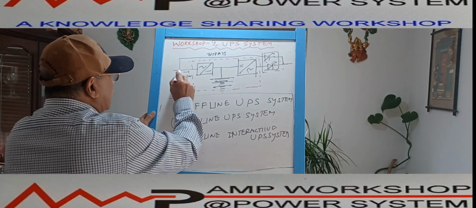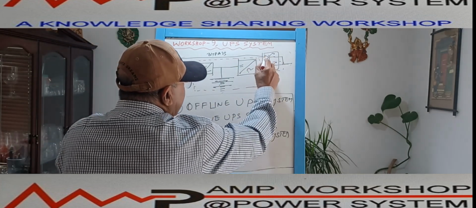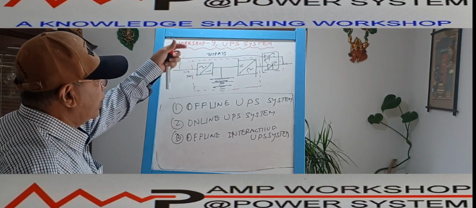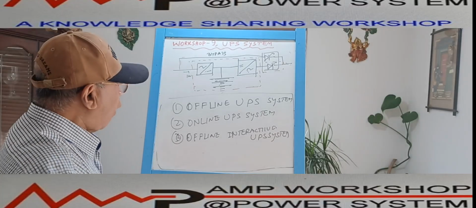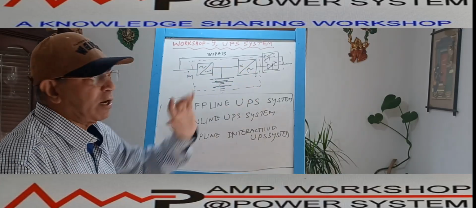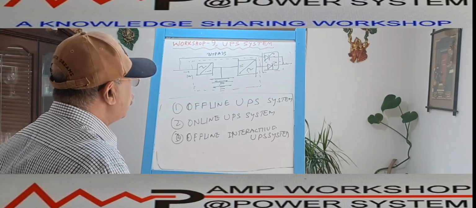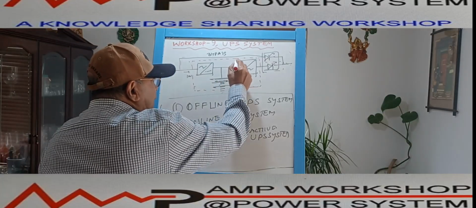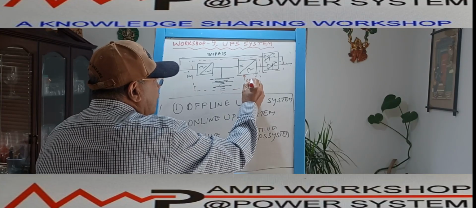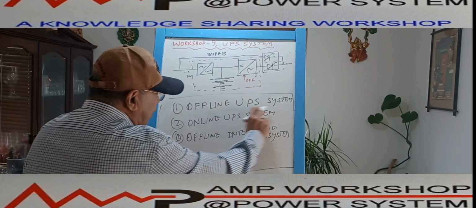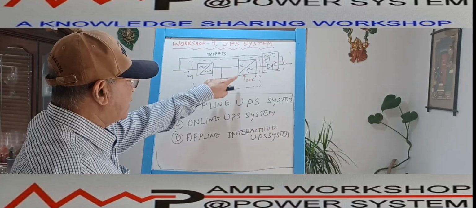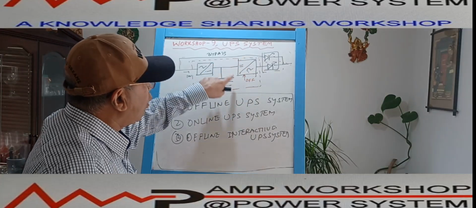And the bypass, what is the bypass? Bypass is this line and this static switch going to the load. Now, which one is normally on? Offline UPS means, what does it mean? This UPS is not working. In normal condition, the UPS is off. This inverter is not working. In the offline UPS system structure, this inverter part is off.